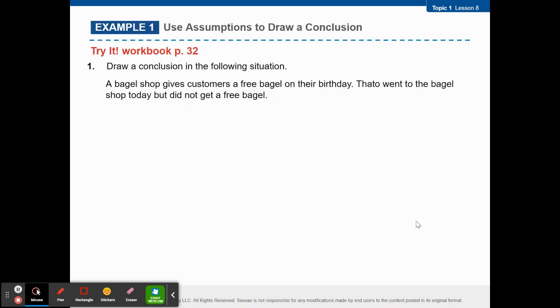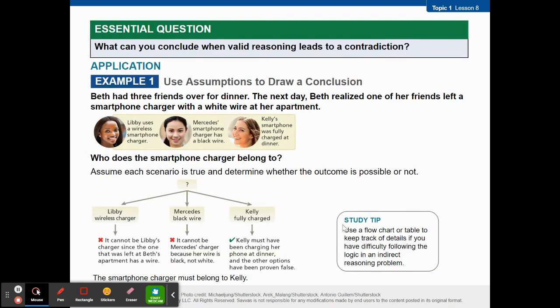Now, if you guys look right here, it says use a flowchart or table to keep track of details if you have difficulty following the logic in an indirect reasoning problem. This is an example of a flowchart, just kind of stating the facts that you have and then working down from there. Okay. Questions on that? All right.